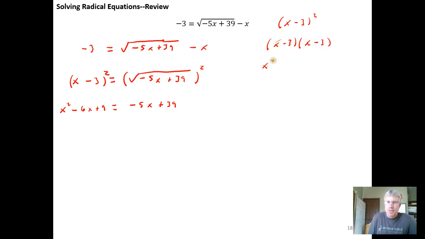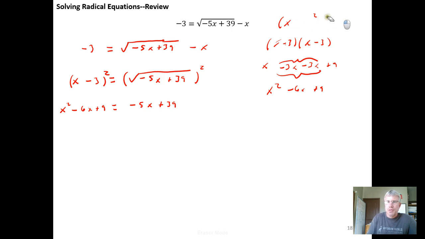x times x is x squared. x times minus 3 is minus 3x. Minus 3 times x is minus 3x. And minus 3 times minus 3 is plus 9. And you get the middle term twice when you square a binomial out. So you get the minus 6x plus 9 that we had here. To get the minus 6, I'm multiplying minus 3 times x to get minus 3x, but that's going to happen twice, so you just double that to get the negative 6.